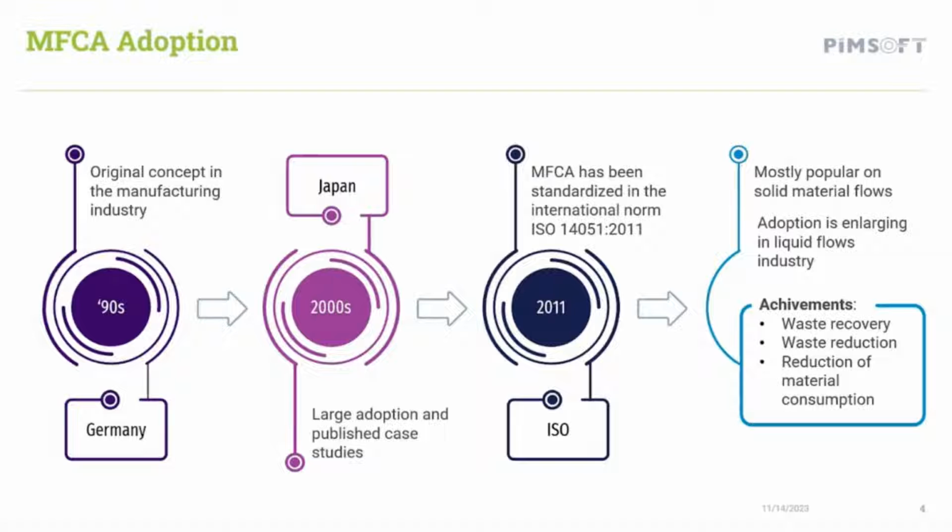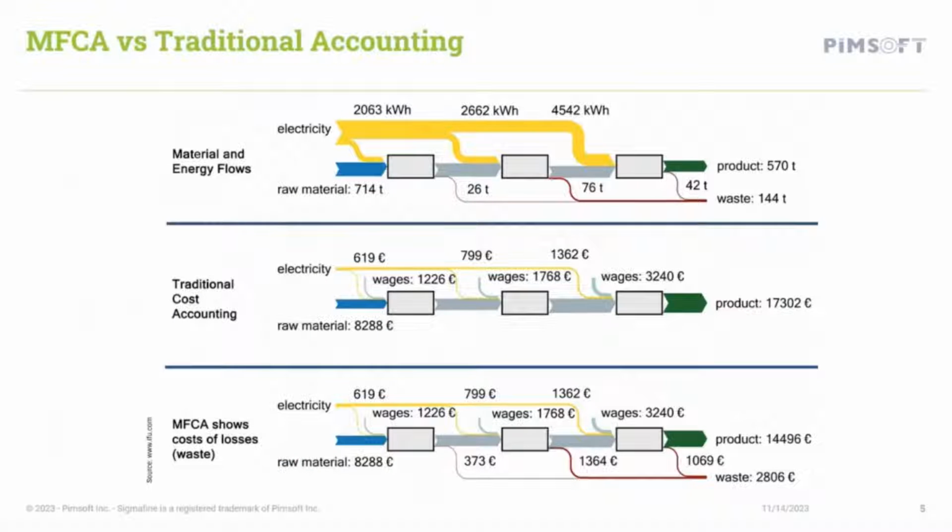MFCA becomes even more powerful when used in industries which have the possibility to consume recycled materials as feedstock, as the associated value of recycled material is often significantly different from raw materials, as we will see in one of the use cases that will be presented later. But how does MFCA methodology differ from traditional accounting? Well, whilst traditional accounting captures financial transactions and monetary values, MFCA captures data related to the physical flows of materials and energy, and is extended to consider the value of associated losses or waste.